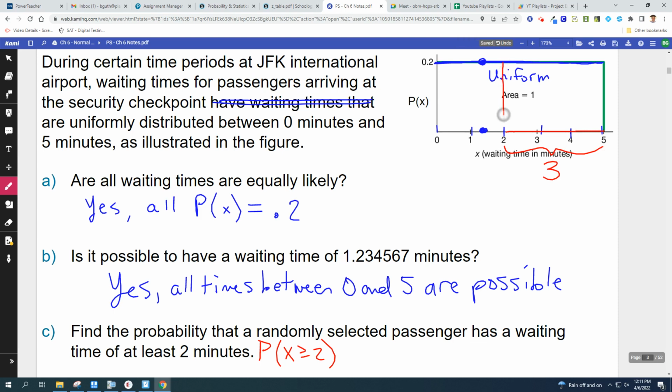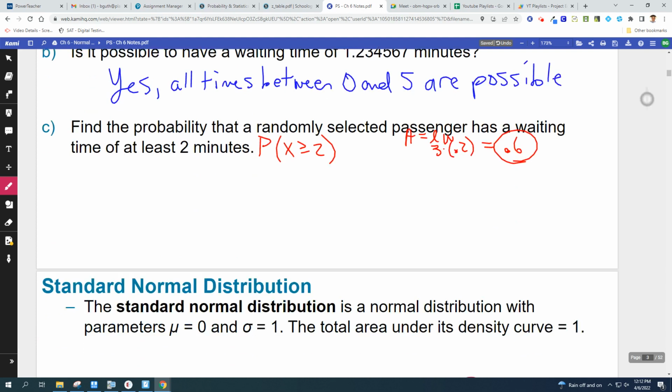And so what we're talking about here is we want to find the area of this box between 2 and 5. And so area, we know area of a box is length times width. We're going to have 3 times the width. Well, the width is just this number right here, 0.2. This is going to be 3 times 0.2, which is 0.6. Probability that a randomly selected passenger has a waiting time of at least 2 minutes is 0.6. That was easy with a uniform distribution.